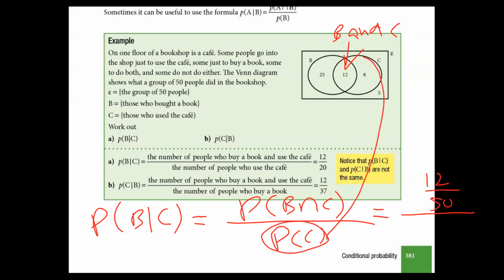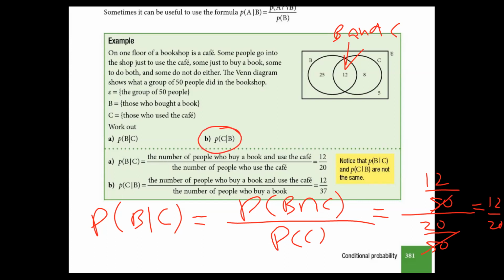The full circle of C means 8 plus 12, which becomes 20. So 20 comes there, 20 out of the total 50. I think the idea is very clear. The 50s cancel, and we get 12 by 20, or the simplified form. You can simplify it even. And you know very well what to do. So this is one situation.